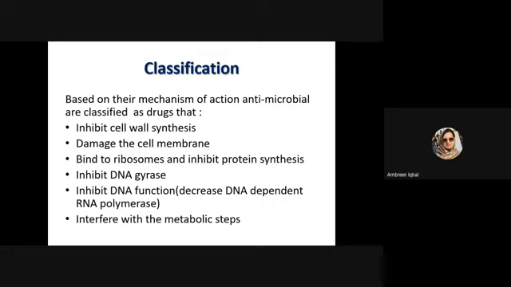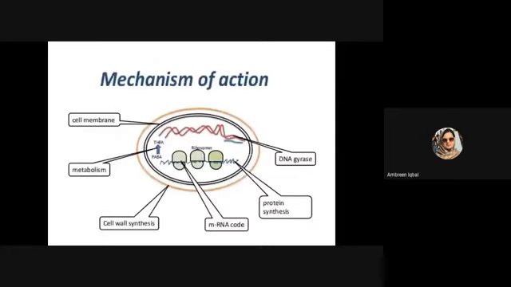So we can classify the antimicrobial agents on the basis of their mechanism of action like this. You can see in the picture, this is a picture of the microorganism, and there are certain drugs that inhibit the cell wall synthesis. There are certain drugs that interfere with the metabolism, like sulfonamide. There are certain drugs that affect the cell membrane, and there are a few drugs that affect the DNA gyrase activity, that inhibit the protein synthesis by inhibiting the ribosomes.